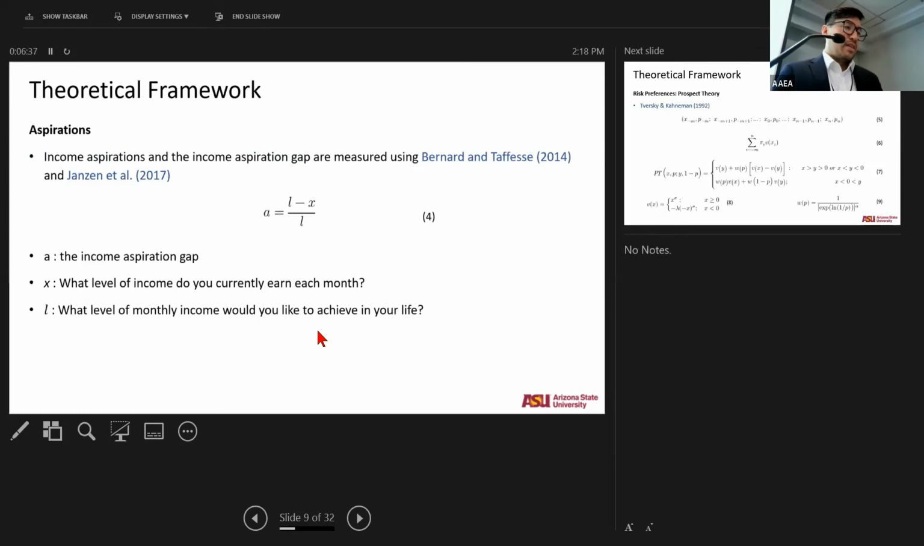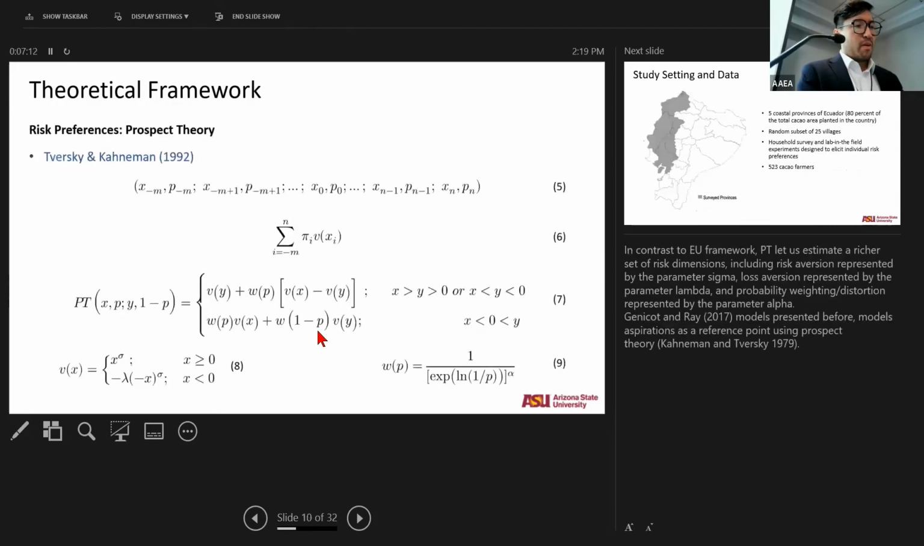We also base our study on the concept of the aspiration gap, which is just an index between how much people want to earn versus how much they earn right now, divided by how much they want to earn. So this naturally, as Martin already explained, bounds this index between 0 and 1, and it is pretty handy because you can compare farms of different sizes, right? The aspirations of a farmer in Ecuador who has less than a hectare is way different than someone who has, like, I don't know, 300 hectares, in monetary terms, but when we use this index, we can make better comparisons.